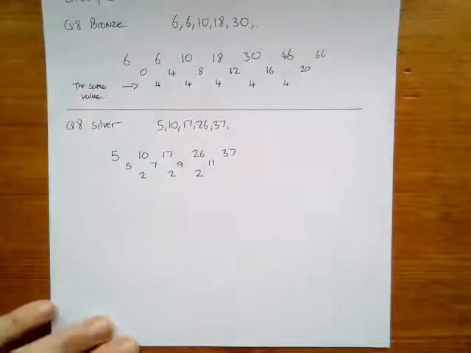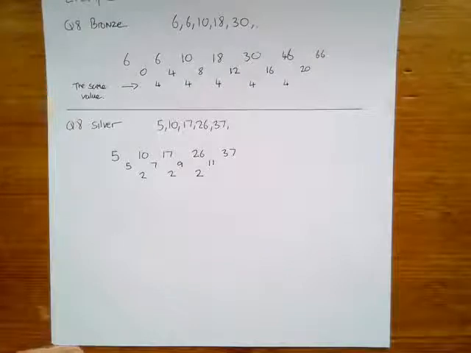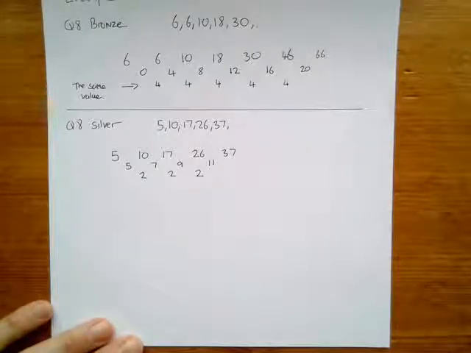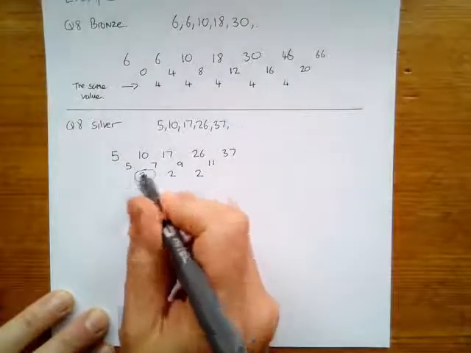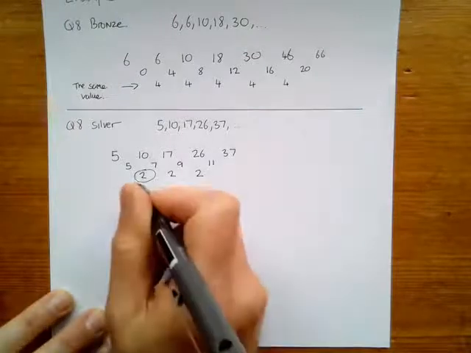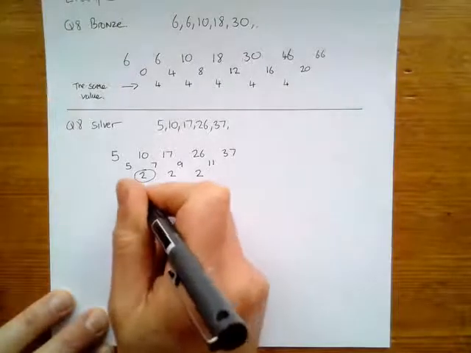So how do you find the nth term rule? Well, this is what you do. You have to try and remember this because it's a little bit complicated. You start by looking at this number here, this one here, and you half it.